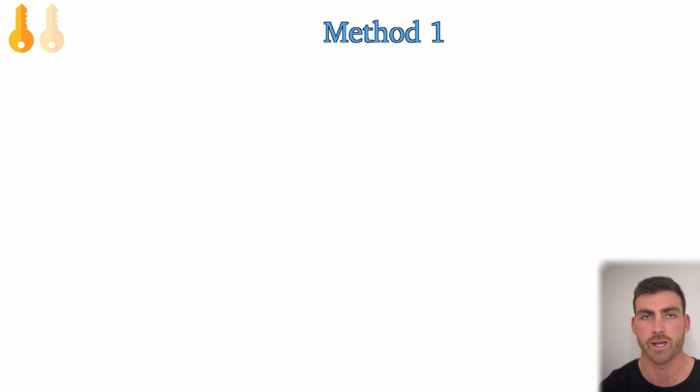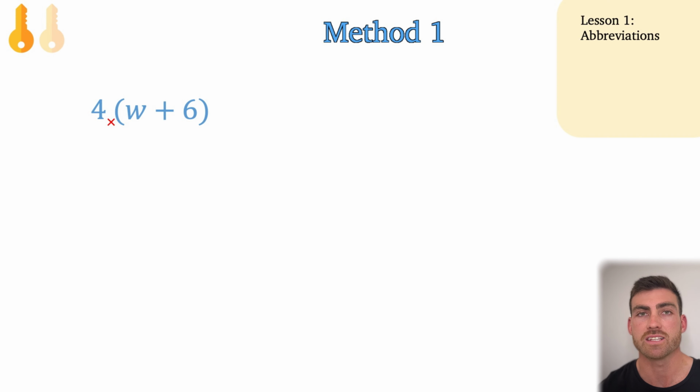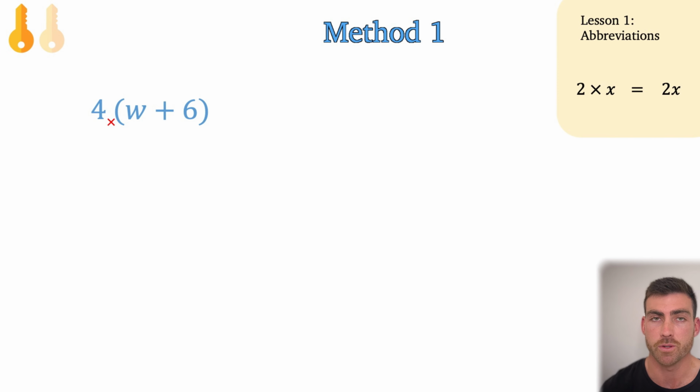Let's learn the first way. Let's consider this expression. When there is a term outside the bracket, there is a hidden operation between the bracket and the term. Can you guess what it is? It's multiplication, exactly like our lesson 1's abbreviation when we have a number next to a variable. We don't need to write the multiplication sign. Until you master this concept, it helps to write the multiplication sign to remind you that it is multiplying.